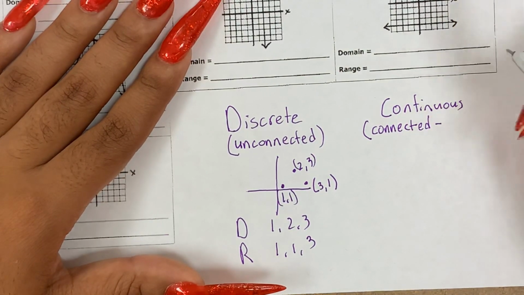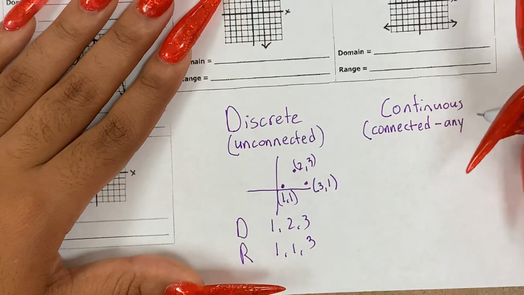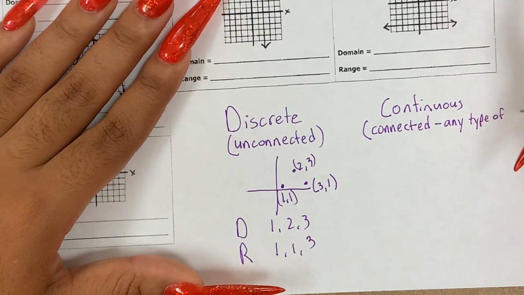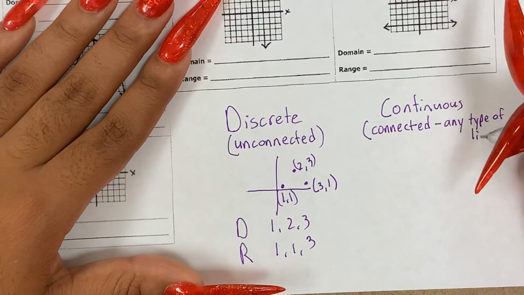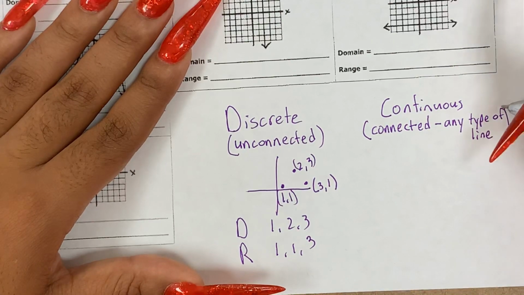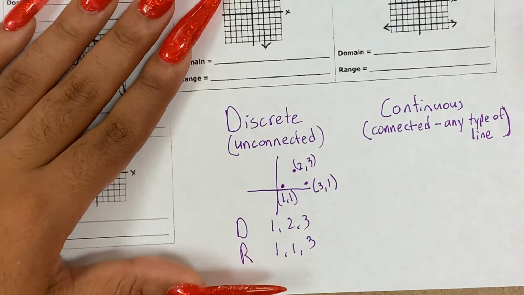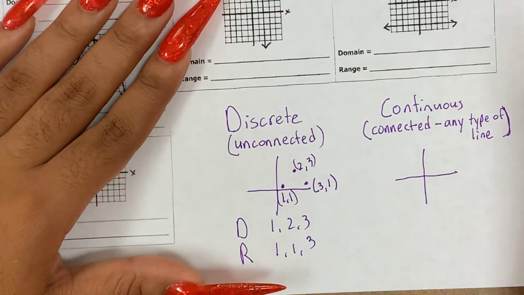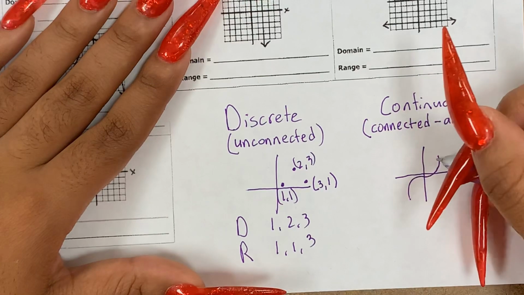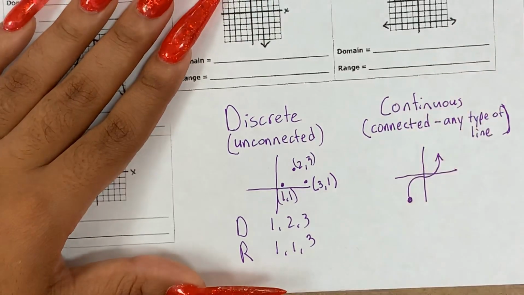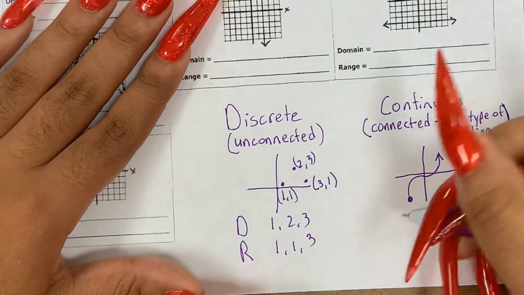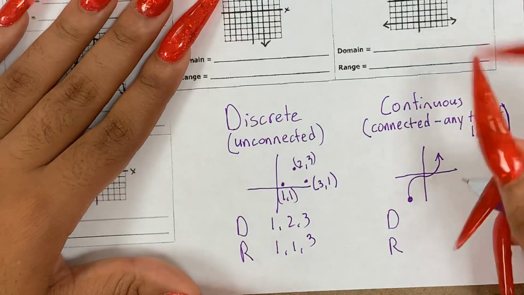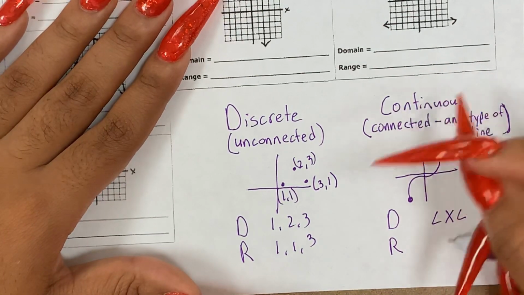So if it has any type of line, so if it's a solid line, a wavy line, a line that has arrows, a line that has a stopping point, that is continuous. So continuous lines are set up like this. Continuous domain and ranges.